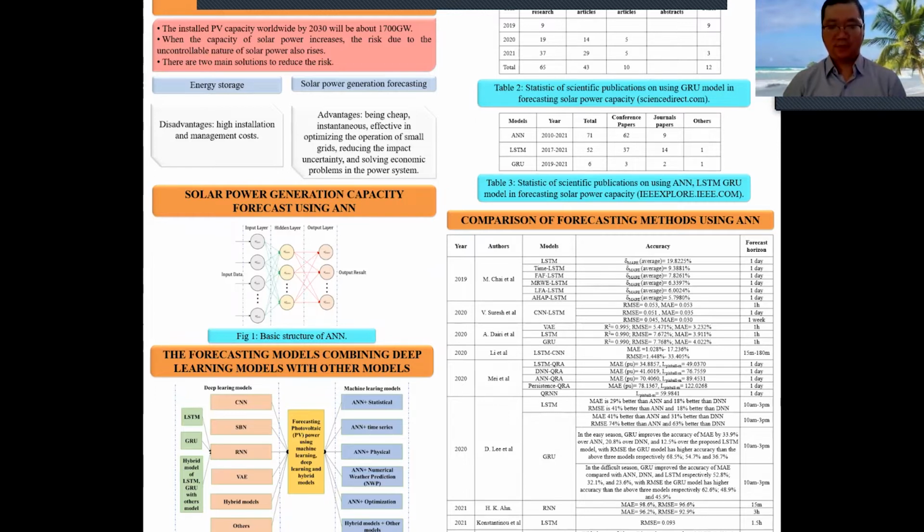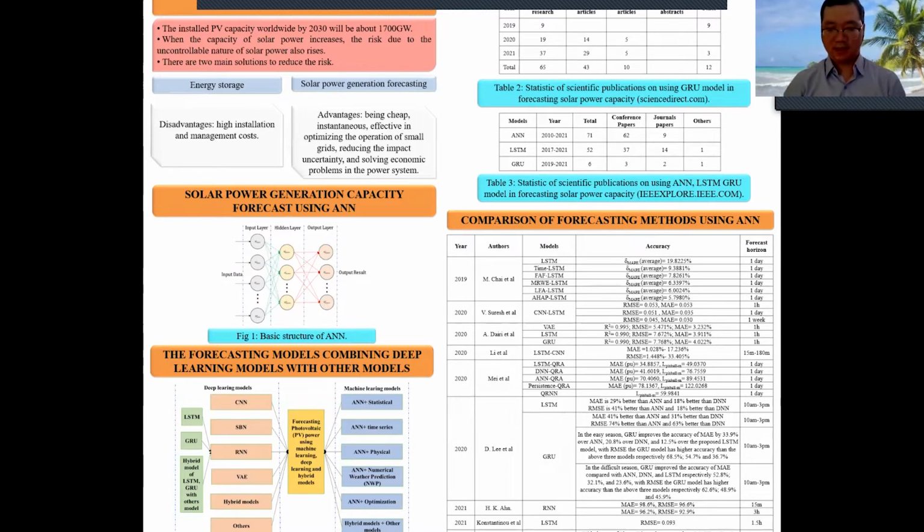ANN applies the information processing mechanism of the human brain. It has a unique ability to model highly precise nonlinear functions. And it is used in diverse fields such as meteorological forecasting, energy forecasting, finance, physics, engineering, medicine, etc. Figure 1 is a basic ANN model that is commonly used in solar power generation capacity forecasting.